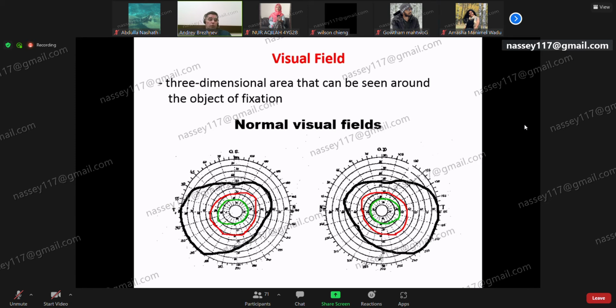I hope you also remember from physiology what nystagmus means. It's a spontaneous oscillatory movement of the eye. When we look at a moving object, our eyes make spontaneous movements.